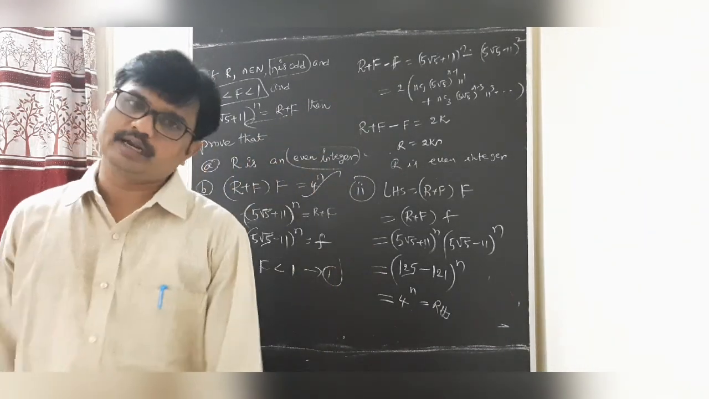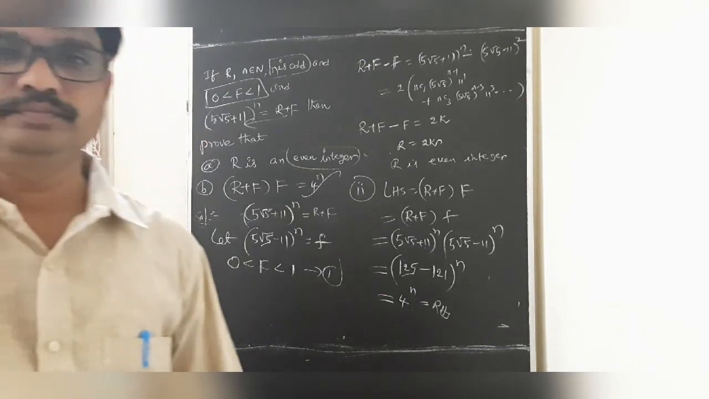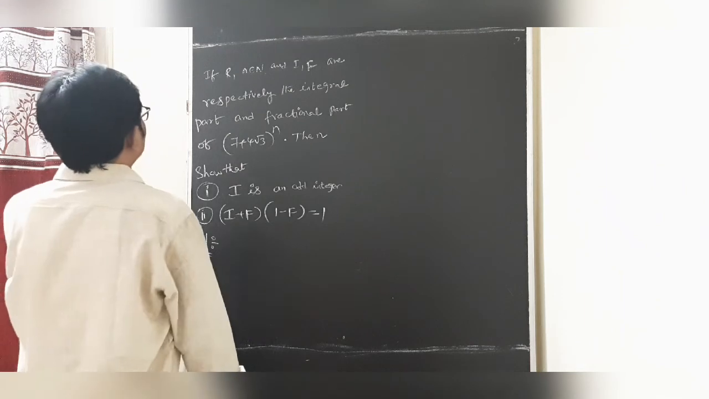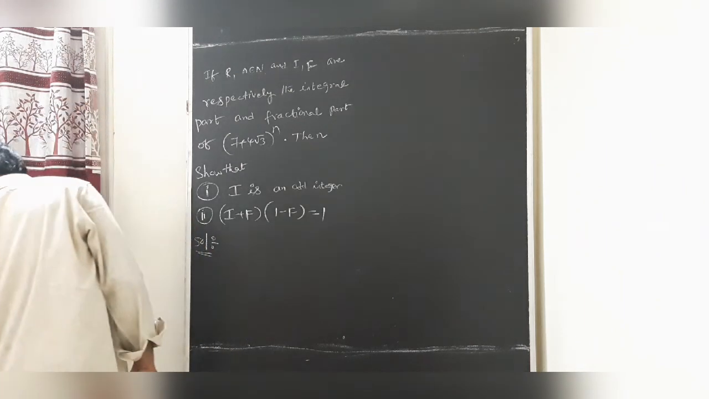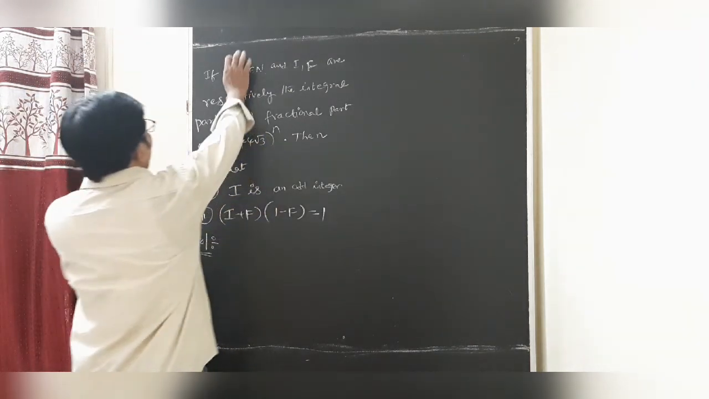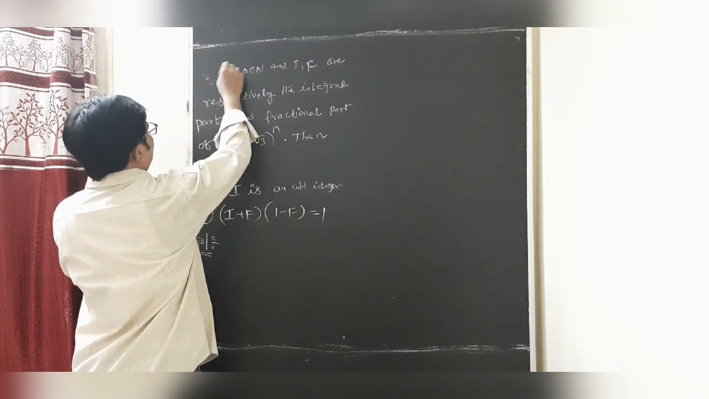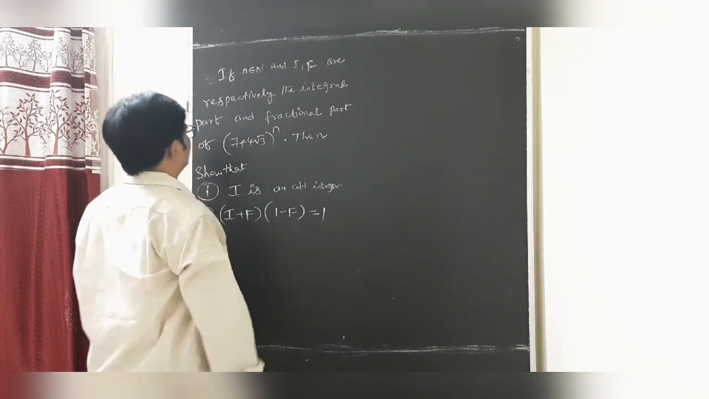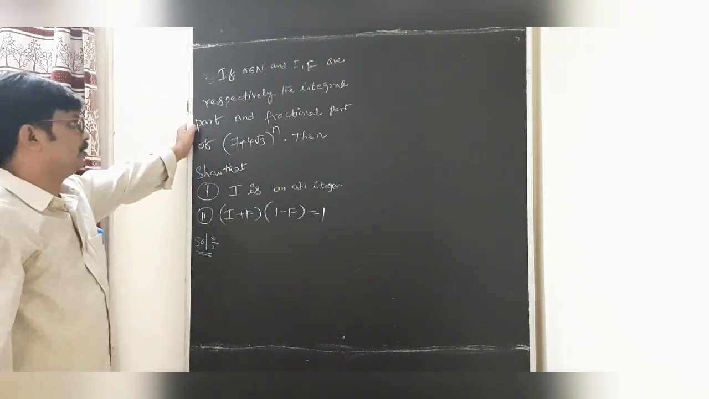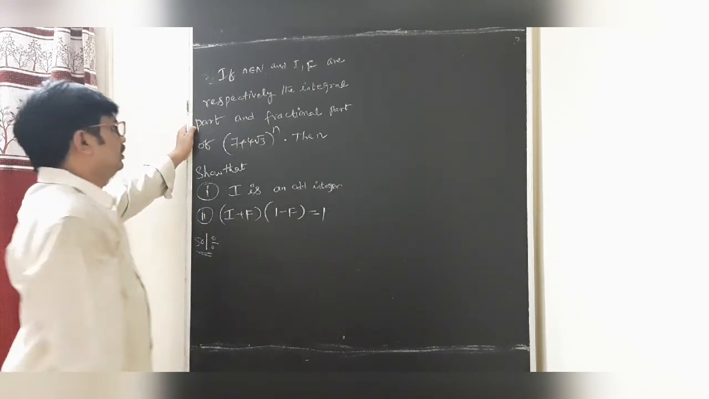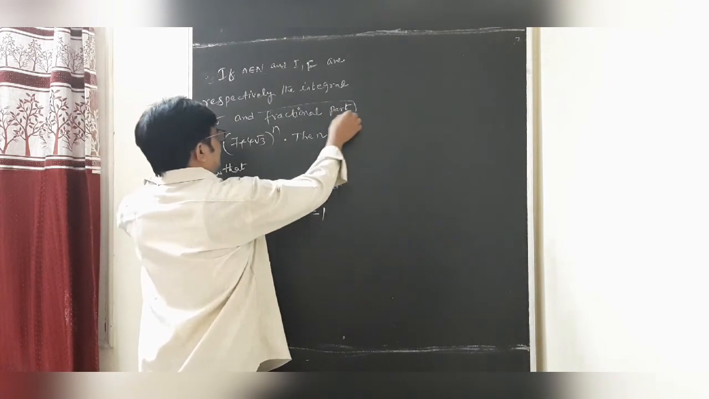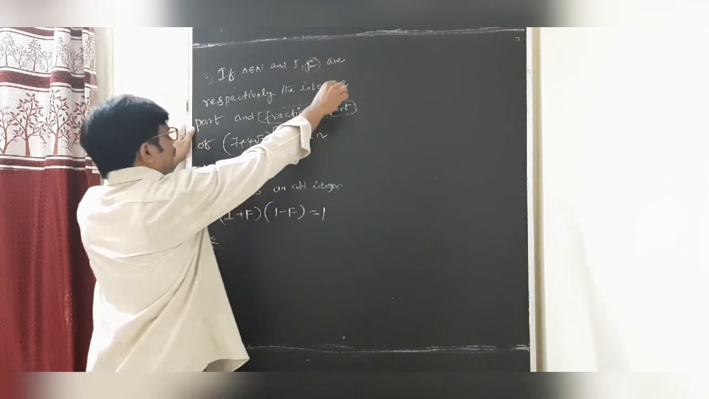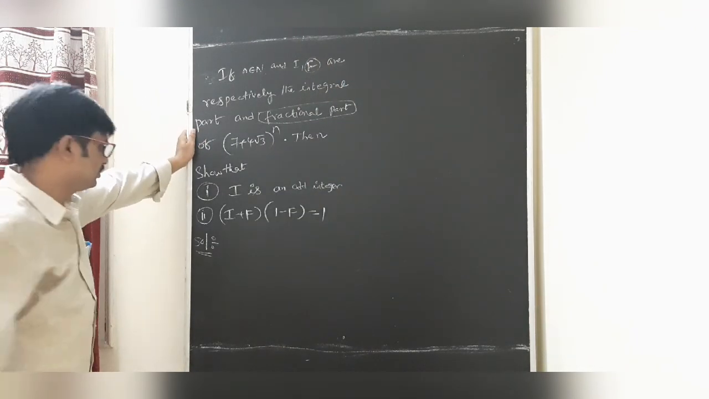(7 + 4√3)^n. Okay students, write down. Now students, what is this? Suppose n belongs to the natural numbers, and I and f are respectively the integral part and the fractional part. Undoubtedly, students, the fractional part is always less than 1. So I is the integral part and f is the fractional part.